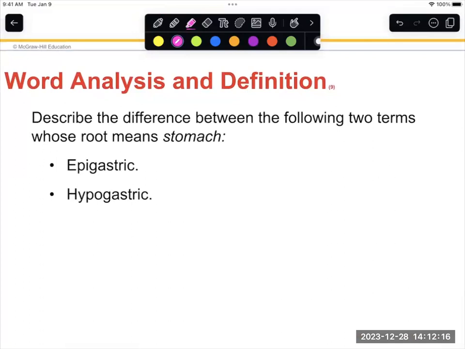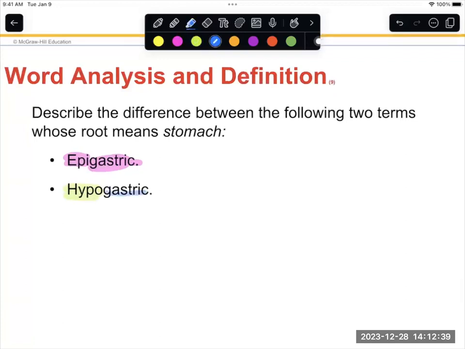So let's look at the terms epigastric and hypogastric. I mentioned it before, but epigastric, epi means above, stomach. Gastric means stomach. Hypo means below. Gastric means stomach. So below the stomach.